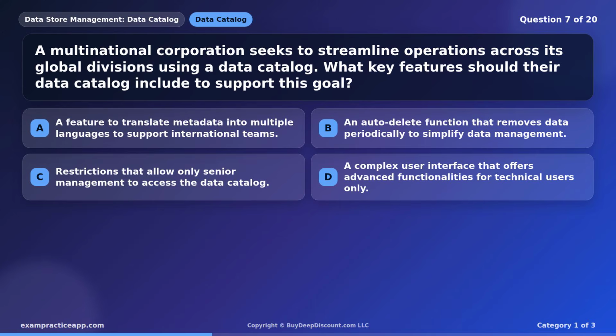Option C. Restrictions that allow only senior management to access the data catalog. Option D. A complex user interface that offers advanced functionalities for technical users only. Take a moment to choose your answer. The correct answer is option A. A feature to translate metadata into multiple languages to support international teams.